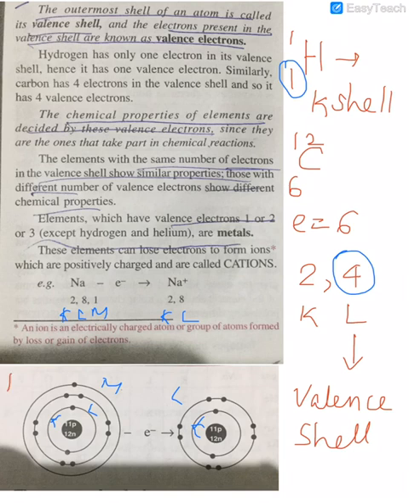In this case, proton is equal to 11 and electron is equal to 11. To be electrically neutral, you should have protons equal to electrons. Here, in the sodium ion, proton is equal to 11 and electron is equal to 10 because it has lost 1 electron. So this is Na and this is Na plus.